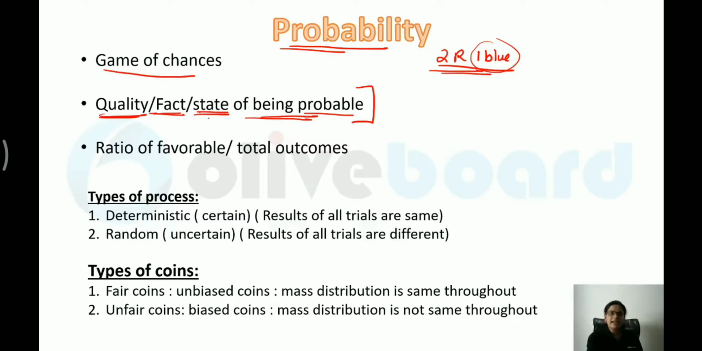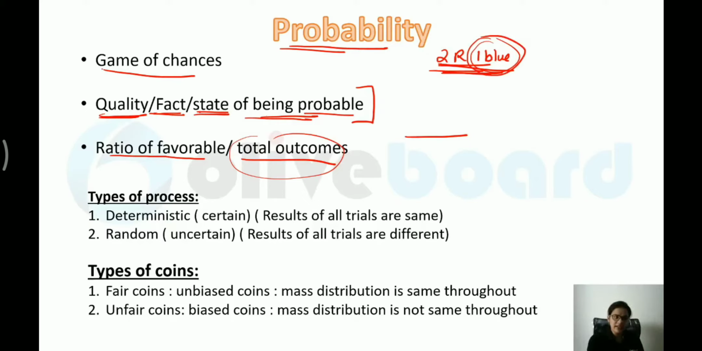Or if I have to talk in formula terms, I can say that probability is the ratio of favorable outcomes upon total outcomes. How many total outcomes are there? There are three balls, so there is a possibility that I will get any of the three balls. So total outcomes could be three, but I am talking only about blue, so my favorable event would be only getting the blue.